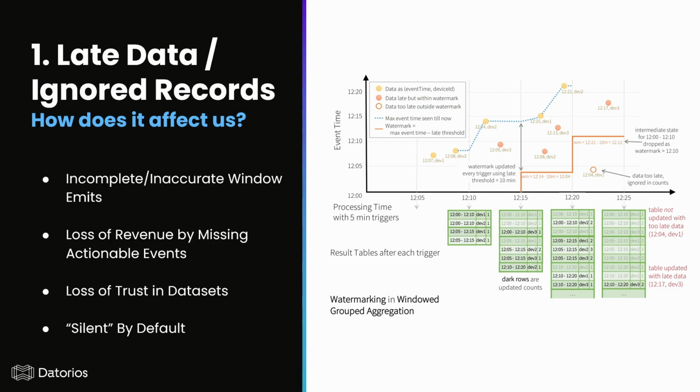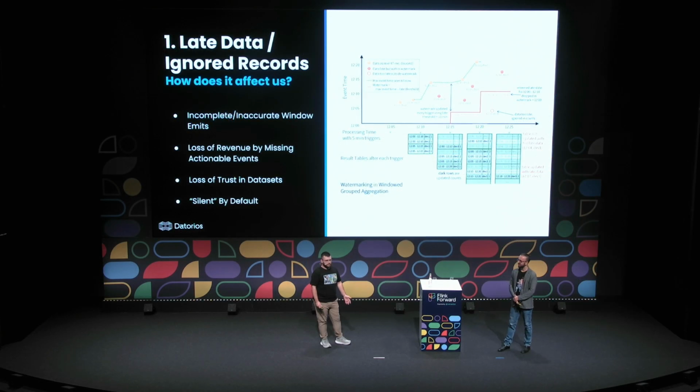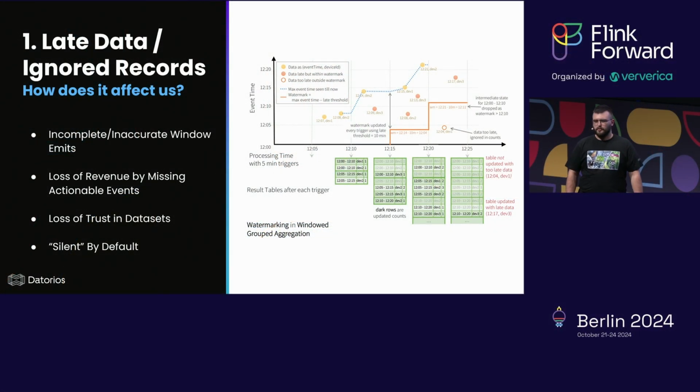So how does it affect our outputs? This leads to incomplete and inaccurate window emits. This can actually lead to loss of revenue or other people's trust in your data. And the problem with this is it's actually silent by default. So if you're not actually checking if you're receiving late data, the problem's going to go unnoticed.